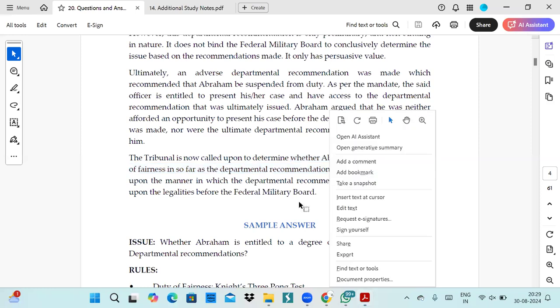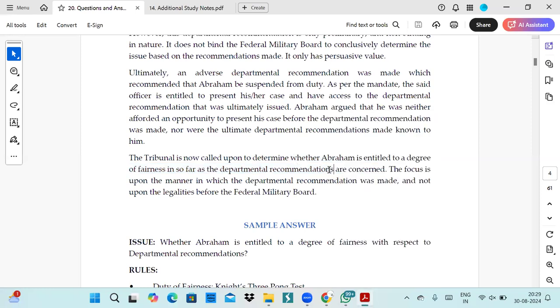Okay. Even if they have given it in slightly different words also, it will be there always in your final paragraph, what they're asking and about whom they're asking. So I know there is only Abraham that we have to bother about. Even if they have given Ram, Sham, anybody in the facts, I will only focus on one guy that we are bothered about. And continuing, the focus is upon the manner in which the departmental recommendation was made and not upon the legalities before the federal military board.